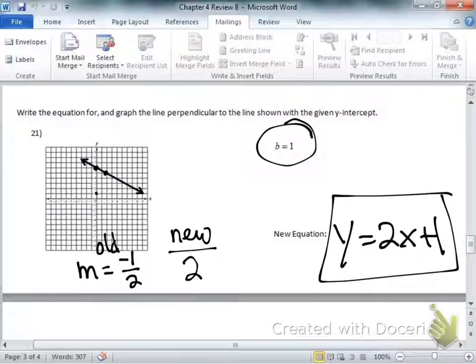So start at the 1. Go up 2, right 1, up 2, right 1. Connect it, and then make sure they look perpendicular. Remember, perpendicular lines cross to form right angles. Remember, right angles are like the corner of the room or the corner of the doorway. They're nice, neat, perfect little angles. That's exactly what we're getting here, so we're good.